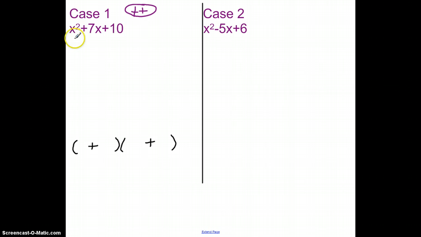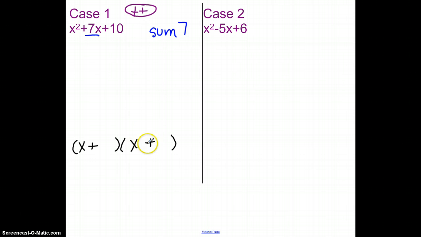Now, if this is an x squared, that means that at some point it's going to have to be x times x. So the front part of this is pretty easy to do. Now we've got to deal with a little bit more of how to get the numbers for this. So in these problems, this middle number right here in a case 1 is going to be a sum. And that middle number I just pointed out is 7.